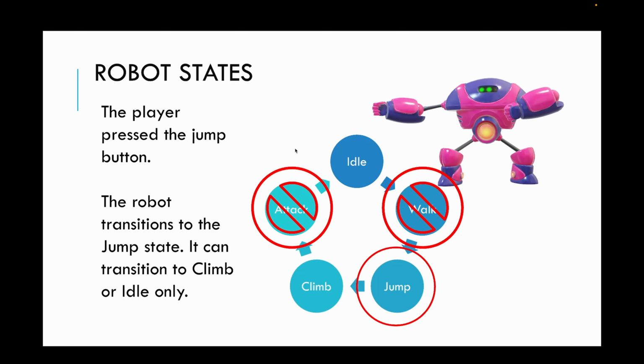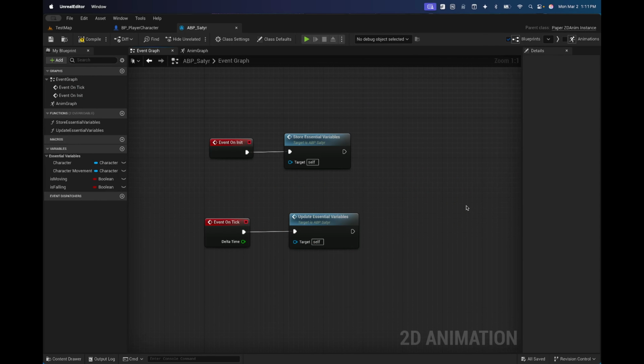Then let's say that the player pressed the jump button. Your robot can transition to the jump state. It can climb or idle, but it can't go from jump to walk or jump to attack. Now, this is an oversimplification. However, the concept of a state machine really boils down to what you can or can't do. All right, so let's go ahead and create a state machine.